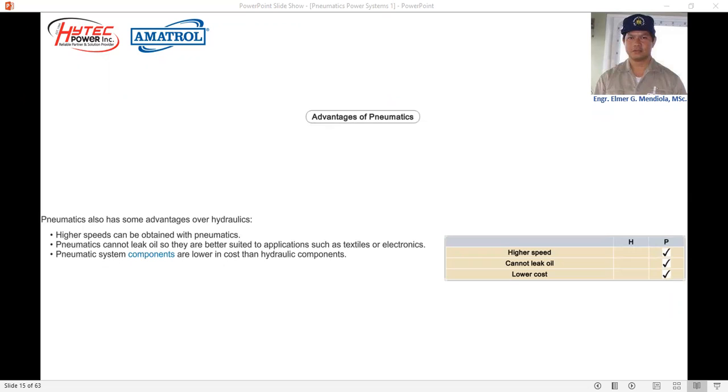Here are some advantages of pneumatics over hydraulics. Higher speeds can be obtained with pneumatics. Pneumatics cannot leak oil, so they are better suited to be utilized in the textile, electronics, food processing, or even in the pharmaceutical companies. Pneumatic system components are lower in cost than hydraulic components since their medium is only compressed air as compared to the expensive hydraulic oil.